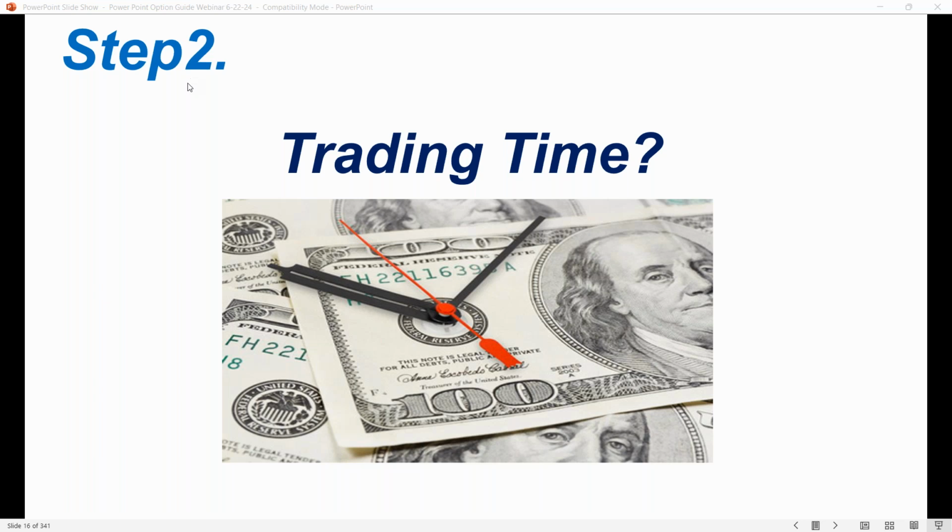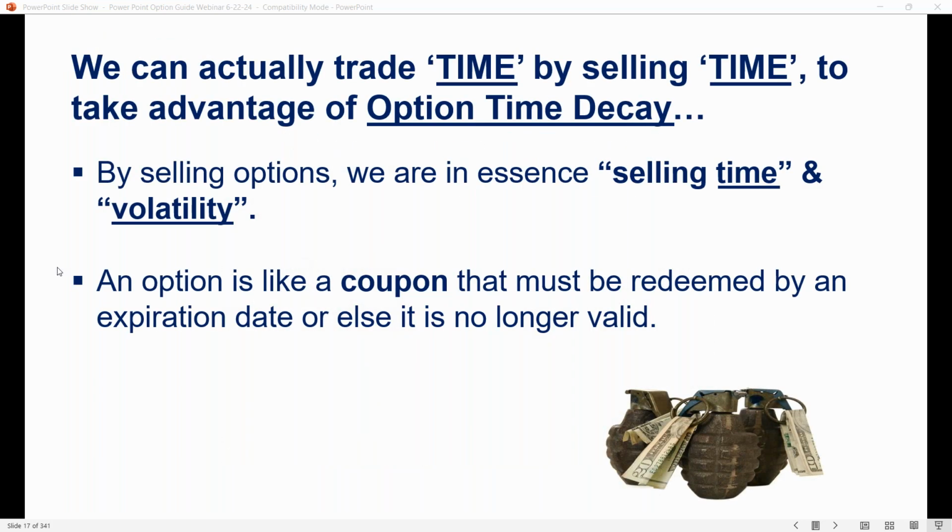Now the next thing is step 2, which is trading time. So this is the really big component. When we're looking at trading options, we can actually trade time by selling time to take advantage of that option time decay or theta. Now, when we're selling an option, we are in essence selling that time, and then we're also selling volatility.